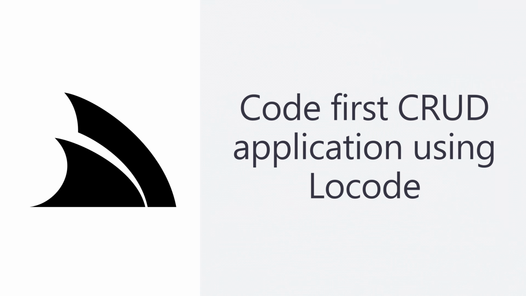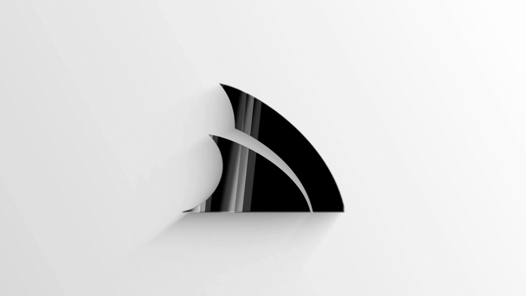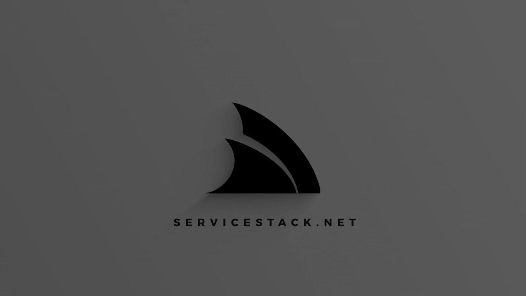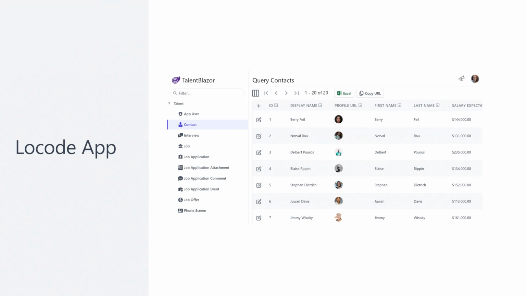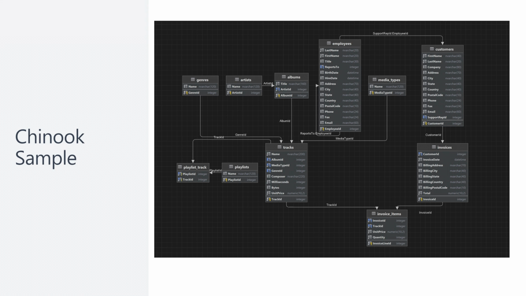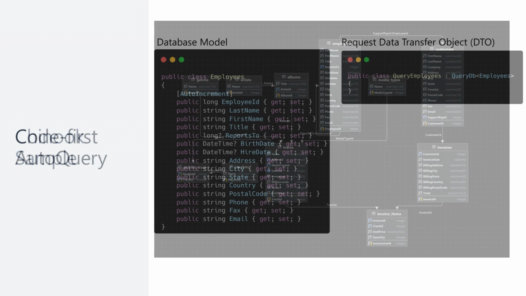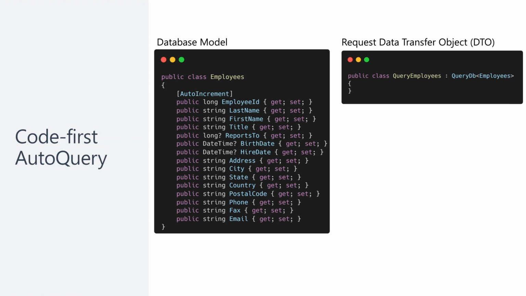In today's video, we're going to walk through an example of how to use the code-first development model of AutoQuery and Locode to rapidly build an extensible line of business application. ServiceStack Locode enables developers to build line of business applications quickly by generating functional services directly from an existing database schema or from a database and API models being declared in C#. Developers can also quickly switch between these development models as steps along the way to avoid wasted effort.